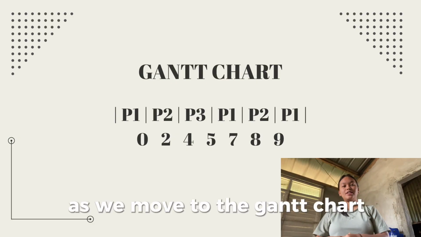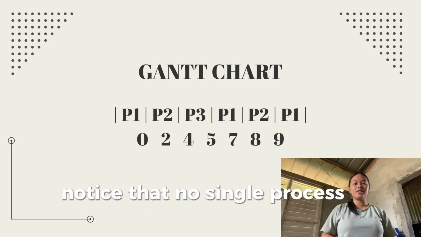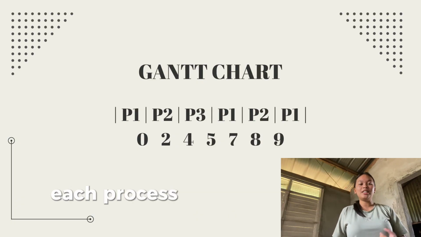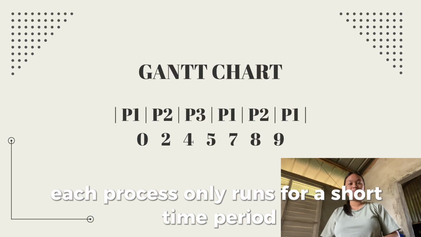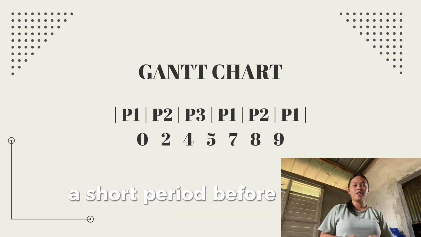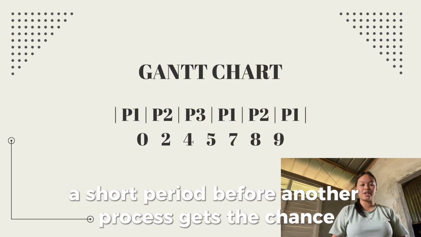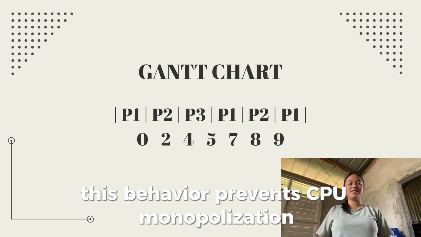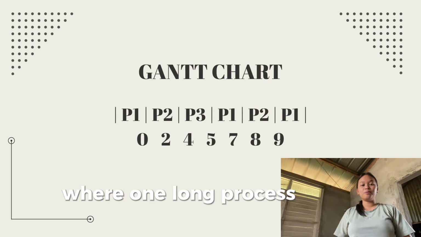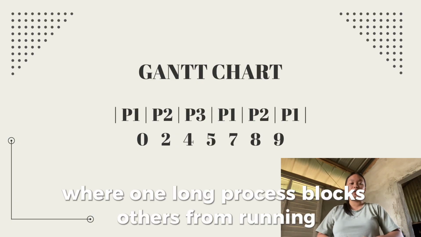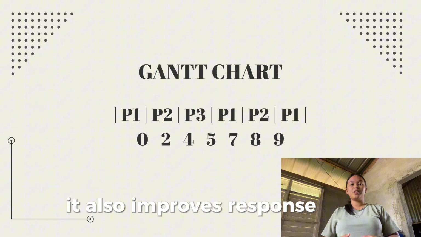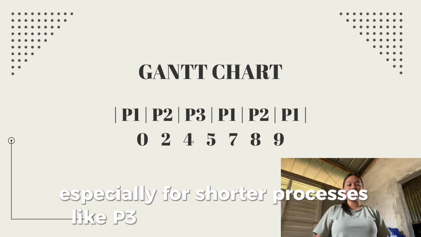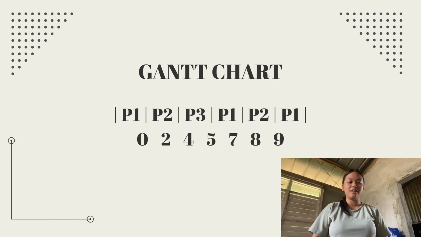As we move to the Gantt chart, notice that no single process is allowed to run continuously for a long time. Each process only runs for a short period before another process gets a chance. This behavior prevents CPU monopolization, where one long process blocks others from running. It also improves response time, especially for shorter processes like P3, which finishes quickly.